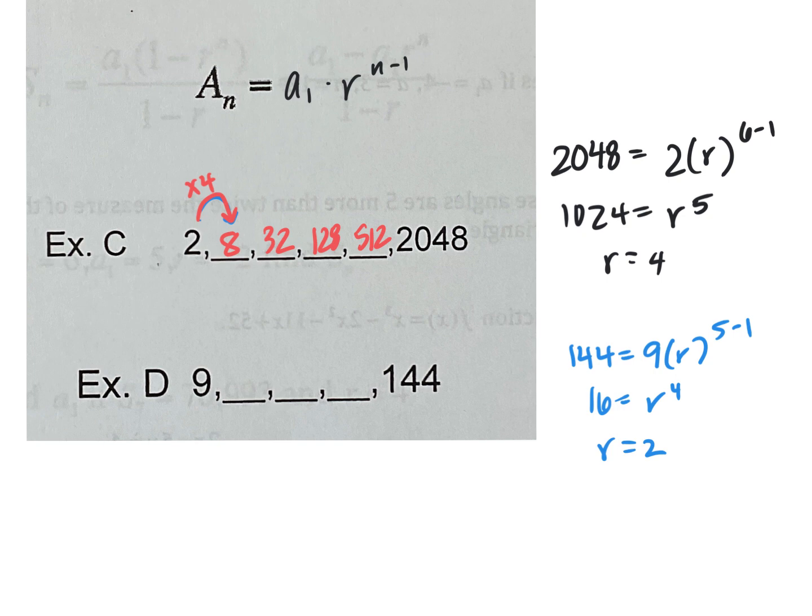I got r was 2. Yeah? 9 times 2? Times 2? Times 2? Times 2? Which is a nice check that I like to have there.